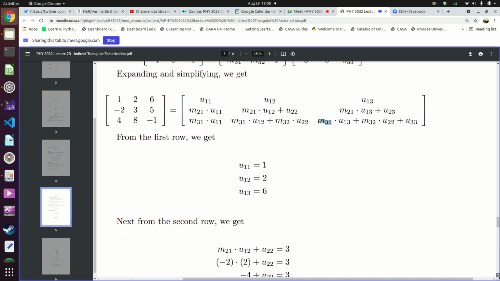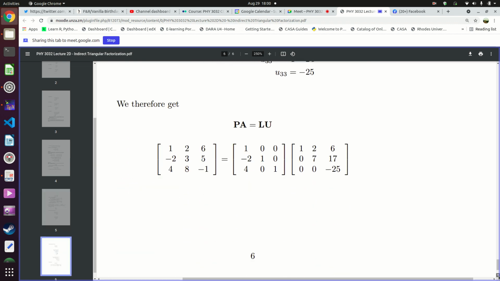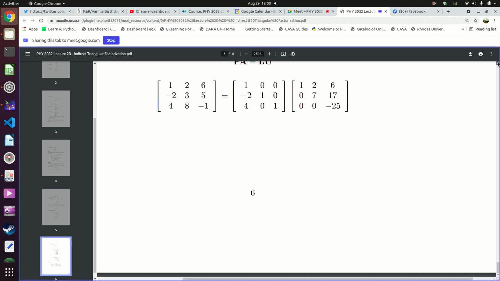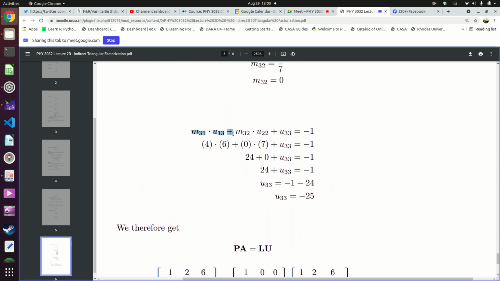Then if you do that, you end up with the following. You end up with this equals to minus 1. You put in the values for all these, so you end up with 4 times 6, which is 24. Then this bit is 0 here. This times 7 is 0. Then plus U33 equals minus that. You end up with 24 plus U33 equals minus that. Then U33 equals minus that. You end up with U33 equals minus 25.